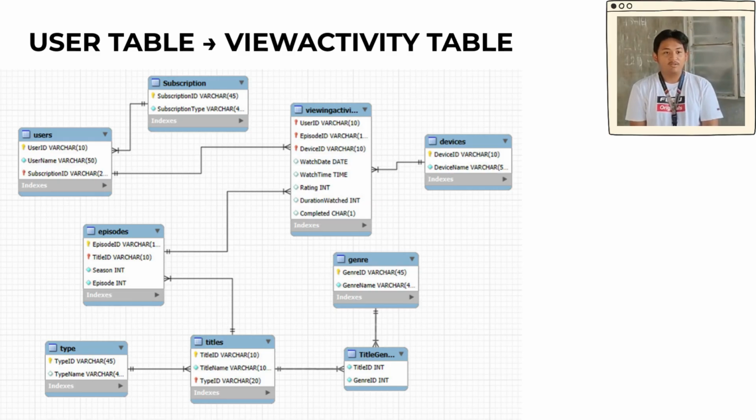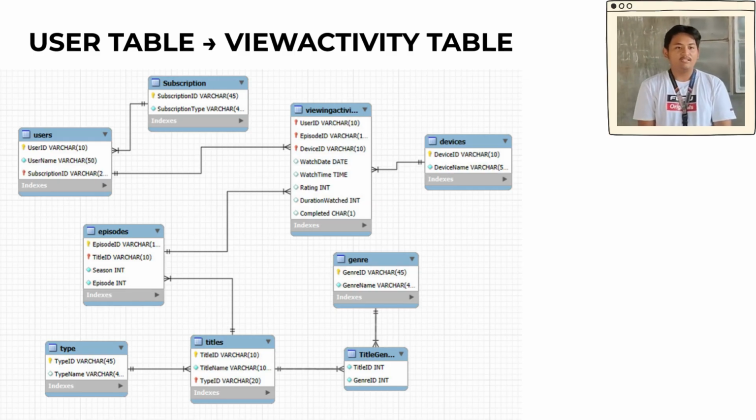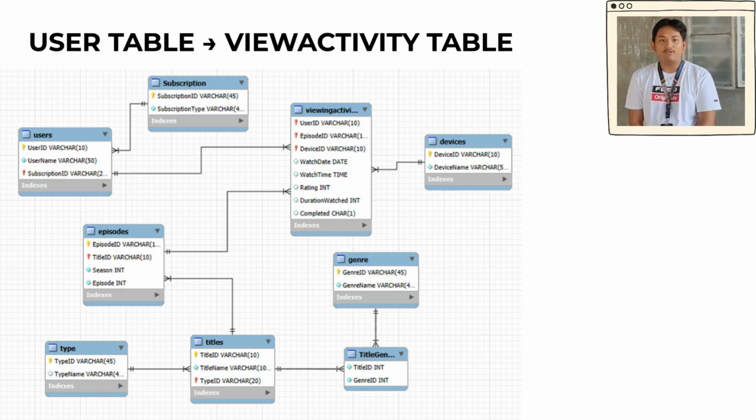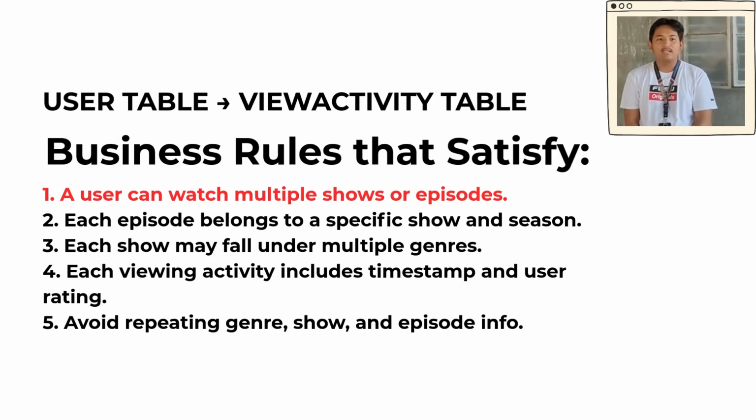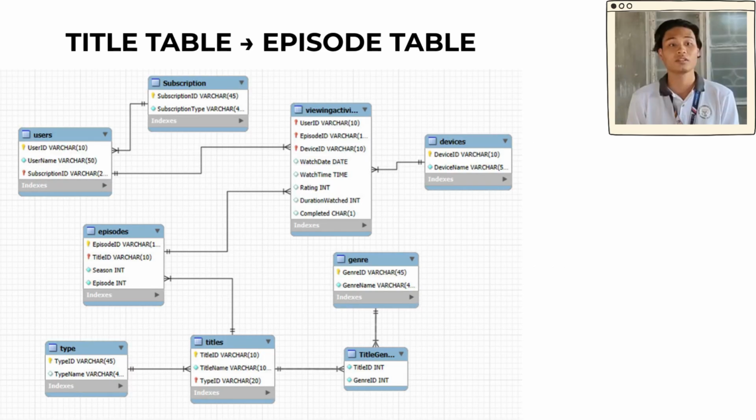We don't store or show genre details in the viewing activity table to avoid repeating data. Instead, it just links to the episode ID, which already knows the show and genre. This design keeps the data clean, avoids duplication, and makes it easy to track what each user is watching.